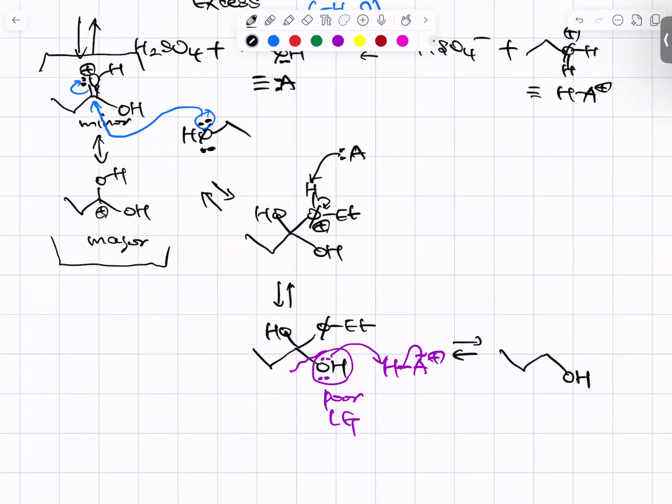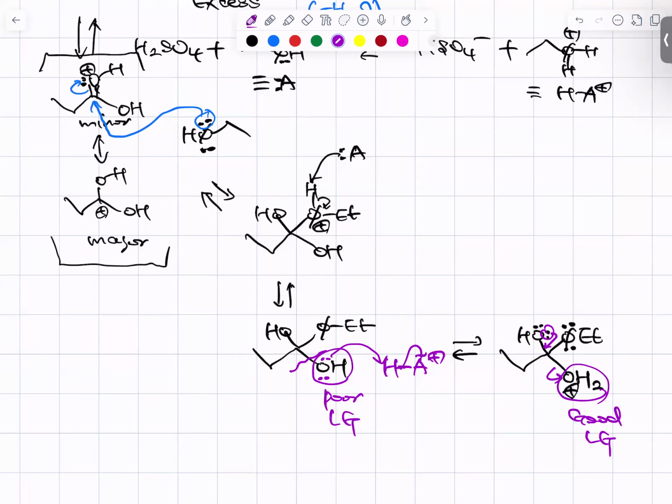Here we have OH2 with a positive charge, and OH with lone pairs. And again, this one has 2 lone pairs right there. Now let's choose one of the lone pairs of oxygen, put it down, and kick out the good leaving group. So remember, this is the good leaving group.